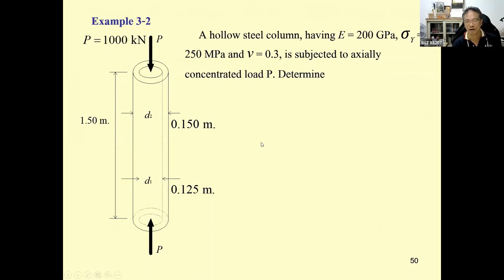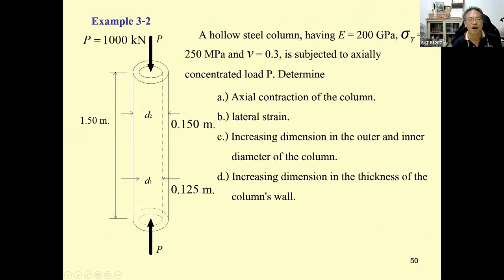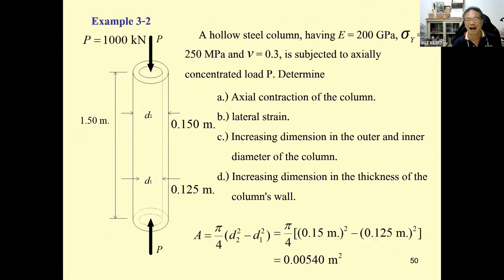And there is another example. I just let you guys go through all of this. Most of the time, we don't ask you much about this, but it's kind of interesting to know, when the column gets compression, how much is going to change the shape. Okay, let's see. We have the hollow steel column. This is a hollow steel column, and they have the diameter. One is the inside diameter, and this one is the outside diameter. When you determine this area, it's going to be pi d2 square divided by 4 minus pi d1 square divided by 4.